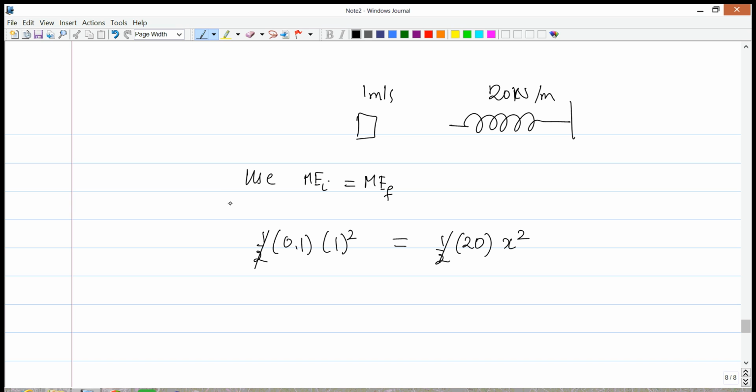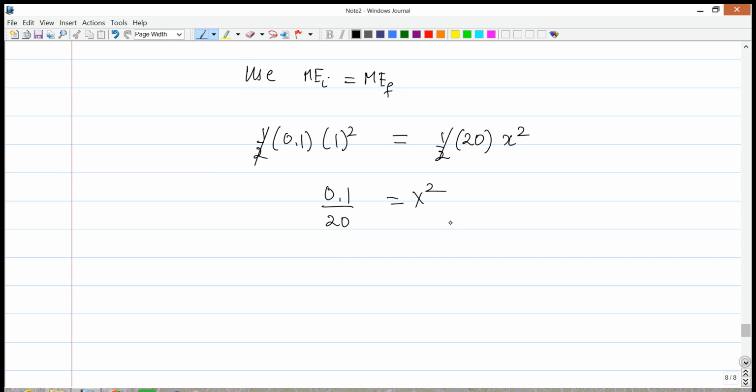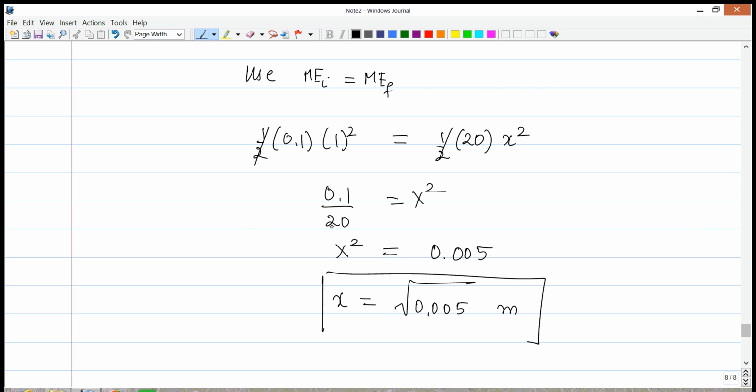We have 0.1 over 20 is equal to x square, and that happens to be x square is equal to 0.005, and so x is equal to the square root of 0.005 meters. So this is our answer.